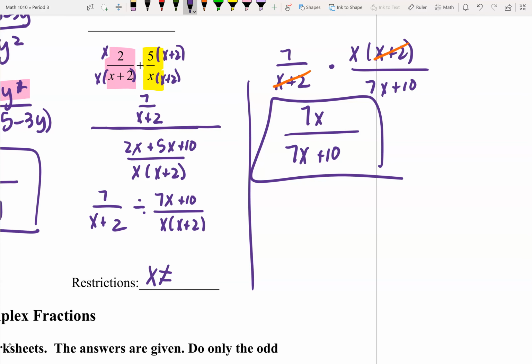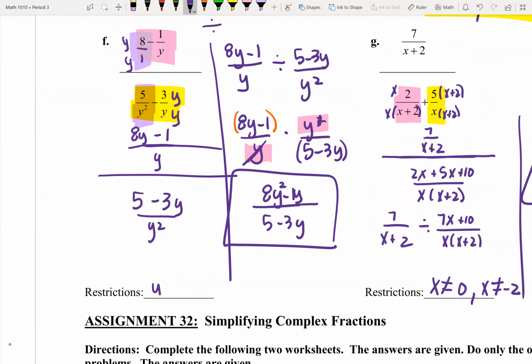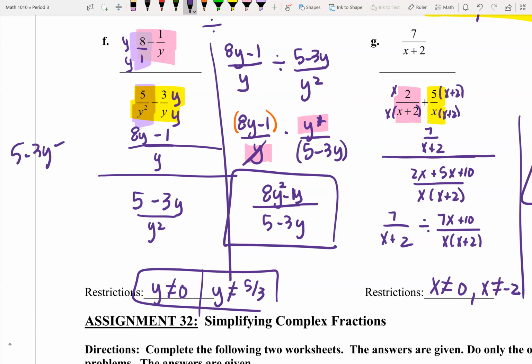So on this guy right here, x can't be 0. Also, x can't be a negative 2. Over on this guy, we skipped it. So over here, y can't be 0. And also, y cannot be equal to a positive 5/3. If you set 5 minus 3y equal to 0, you get a positive 5/3.